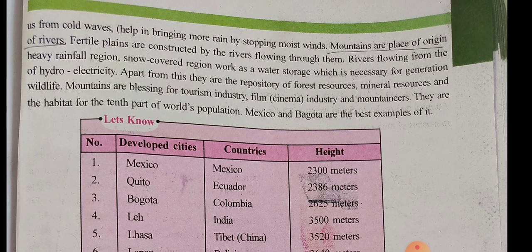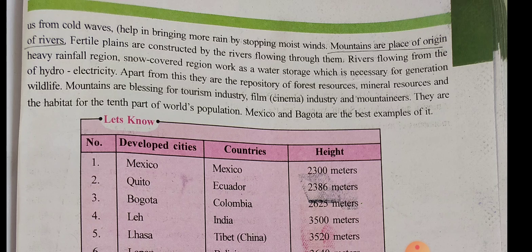Rivers flowing from the heavy rainfall region and snow covered region work as water storage, which is necessary for generation of hydroelectricity. यानी कि जहाँ पे रेनफॉल होने के बाद स्नो कवर हो जाती है और पूरा वाटर वहाँ पे जमा होता है और वो जब गिरता है तब वहाँ पे हम हाइड्रो इलेक्ट्रिसिटी उत्पन्न कर सकते हैं. Apart from this, they are the repository of forest resources, mineral resources and wildlife.